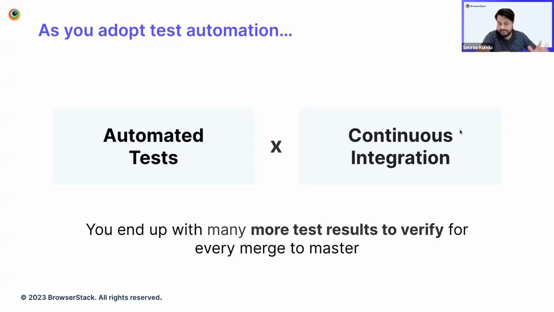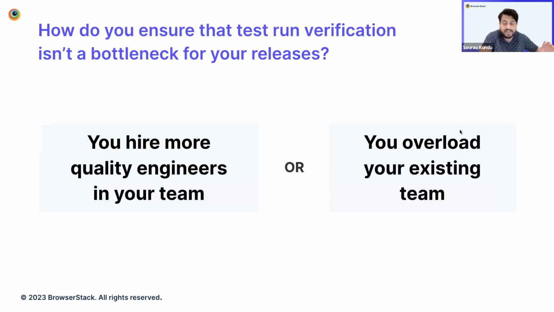So like Vinoth has also been saying, right? You run automated tests multiple times a day, and you are ending up with more and more test results to verify. So there would be a lot of failures. You would have to go and check whether this is a genuine failure or not a genuine failure. What is the root cause of that failure?